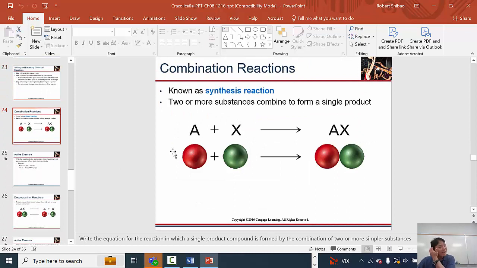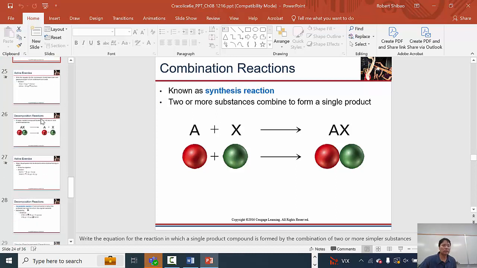Some other types of reactions that we'll encounter are these redox reactions here. And I'll talk about these.